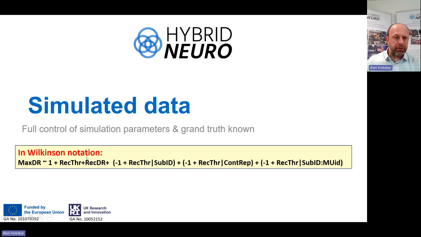Again, in Wilkinson notation, what we will be analyzing is basically the following statistical model. If you are not familiar with the Wilkinson notation, there are many web pages where you can read about it, but if you want to do linear regression analysis, being fluent in the Wilkinson notation is a must. So if you are not fluent yet, go and read and be able to understand this formula. This is the first essential part that you need to understand.